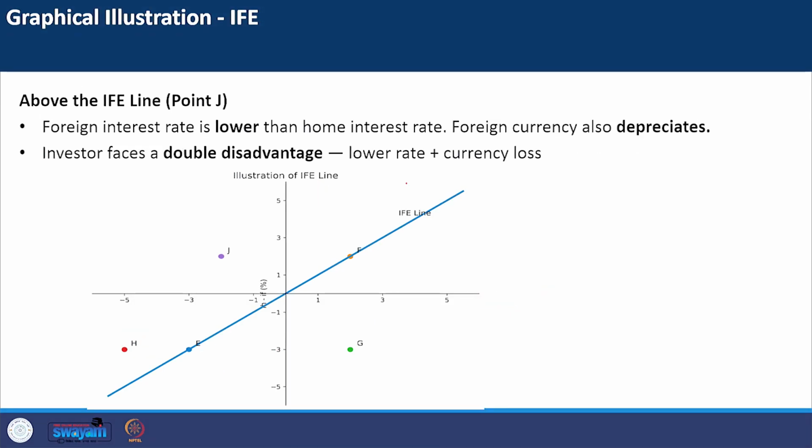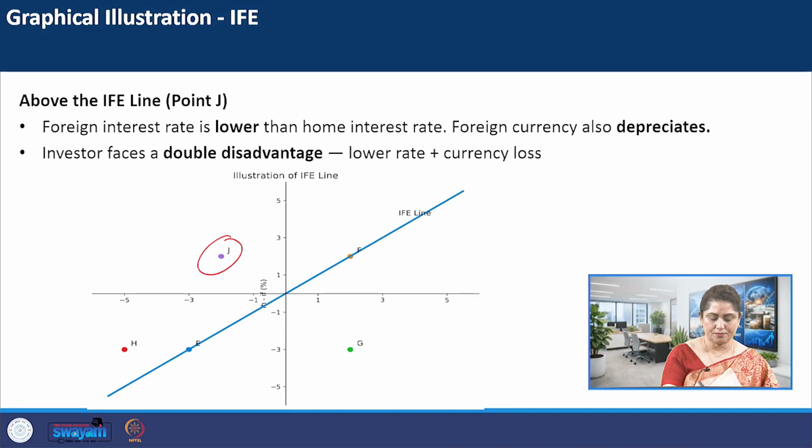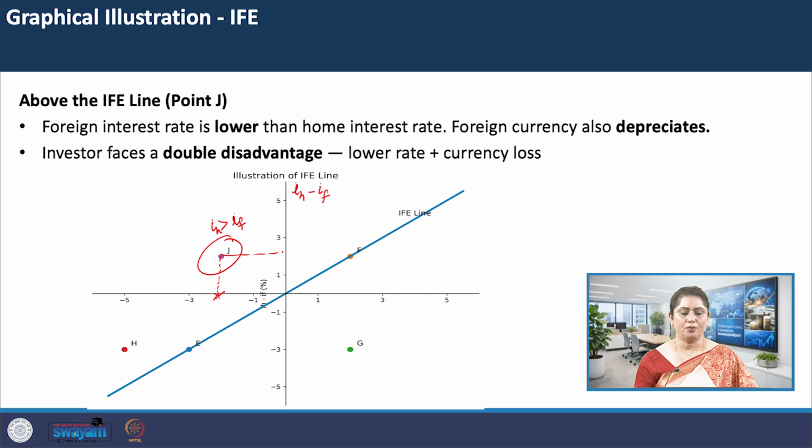Now let us talk about J. So here the domestic interest rate is greater than the foreign interest rate. Now the foreign currency has also depreciated. So there is a double disadvantage. First of all, there is a lower interest rate, and second, there is a depreciation also. So point J, which is above the IFE line, has a double disadvantage.